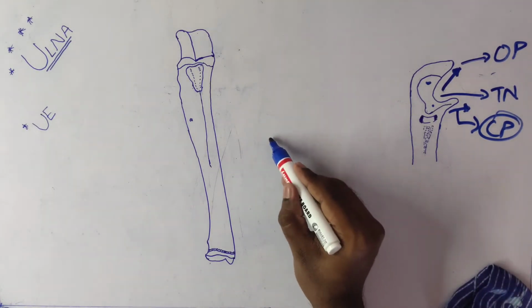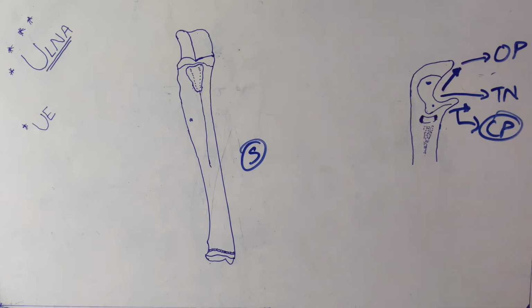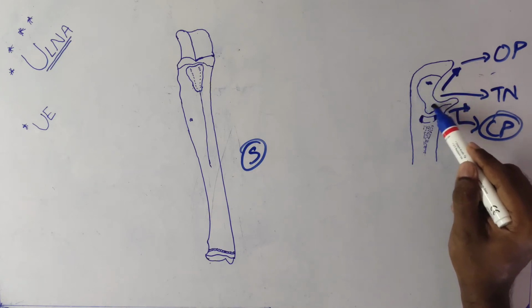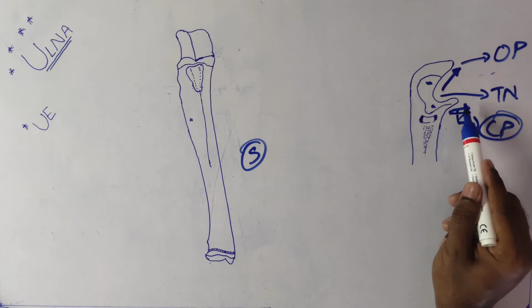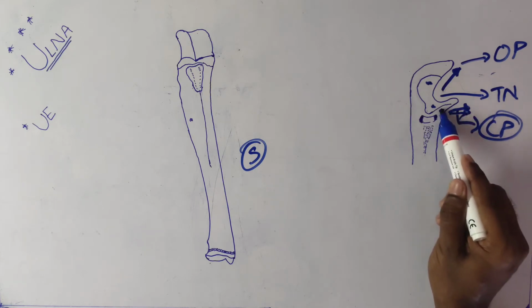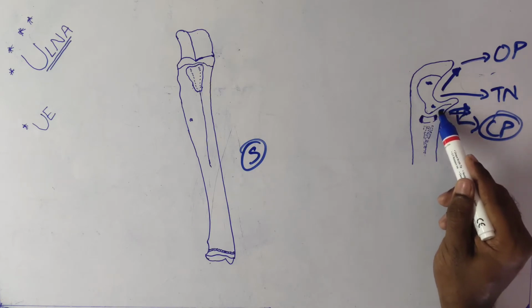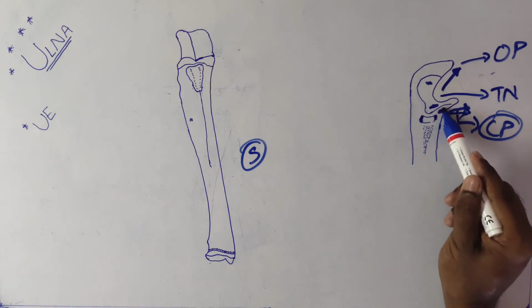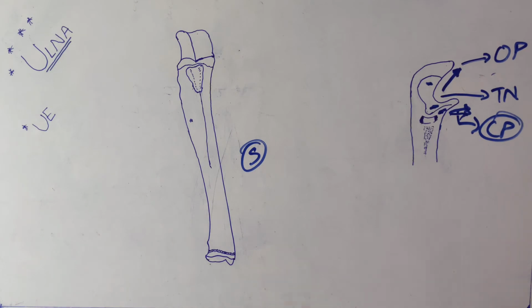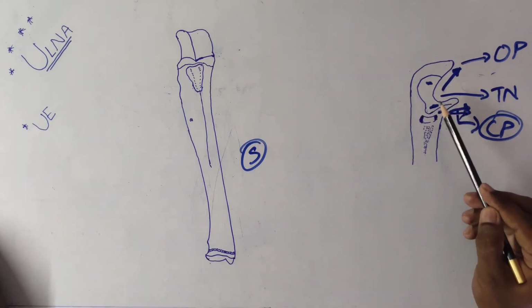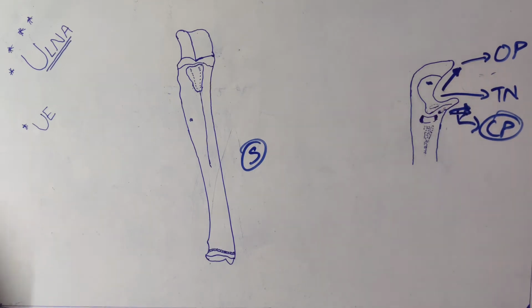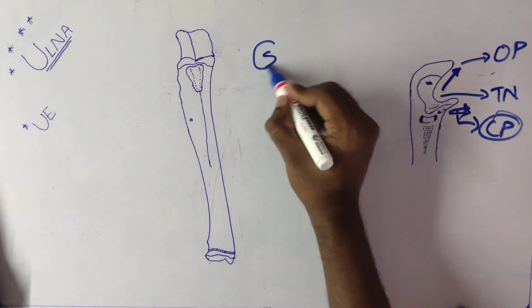First one is the superior surface. The superior surface forms the lower part of the trochlear notch. We already studied this, right? This is the superior part of the trochlear notch, this is the inferior part, and here it is the Coronoid process. The superior surface of the Coronoid process is occupied by the inferior surface of the trochlear notch. We have completed the superior surface. Now the anterior surface.